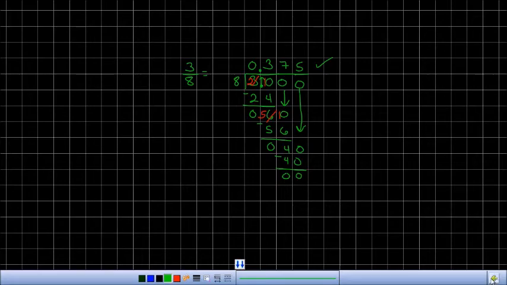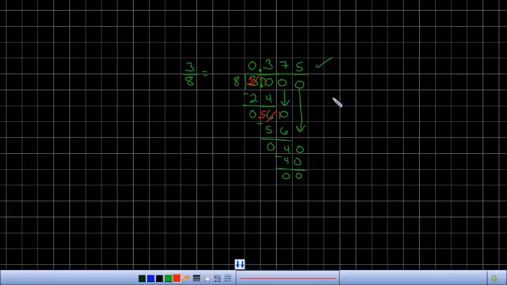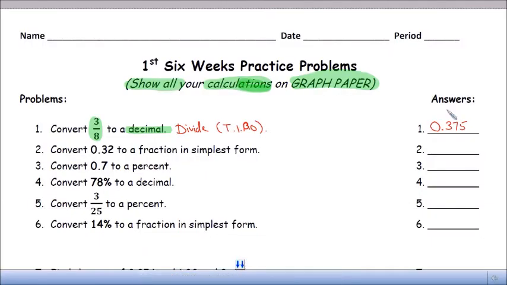So let me go back to that page. So my answer for number 1, I'm going to put is 0.375. And the way we read that 0.375 is 375 thousandths.